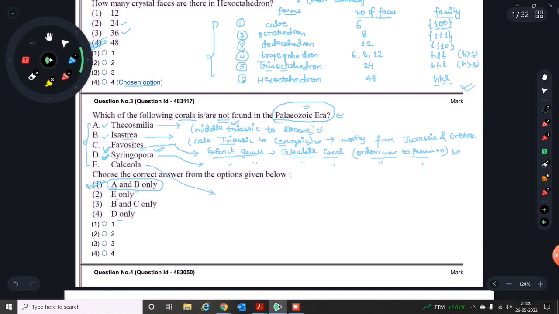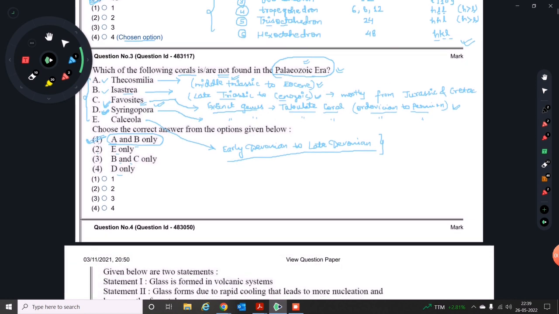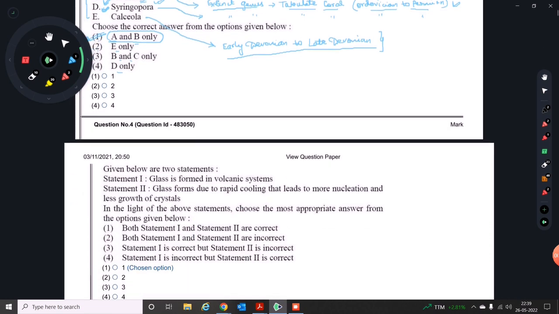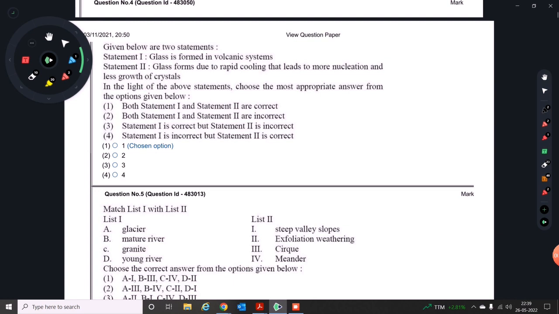Then we have Calceola. I will write it here. Calceola ranged from early Devonian to late Devonian. Again, Devonian is also part of the Paleozoic era. So it had its lifespan within a single period, not even an era. From early Devonian to late Devonian, Calceola was observed. Alright, so this was all about this question, where we had 5 types of corals and their life ranges.